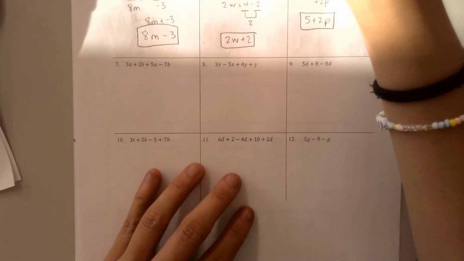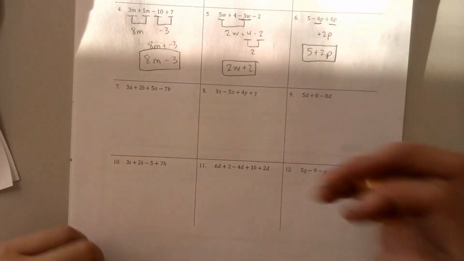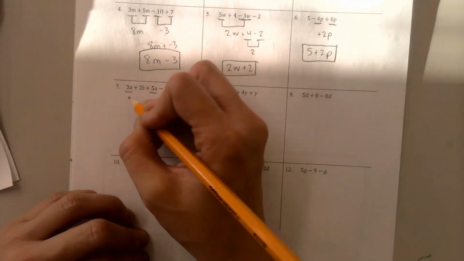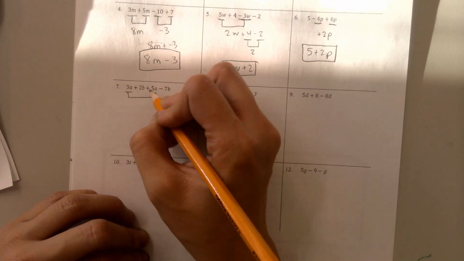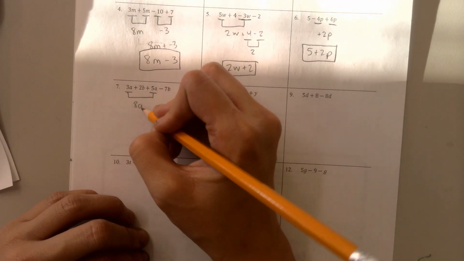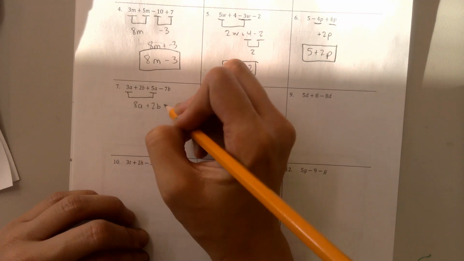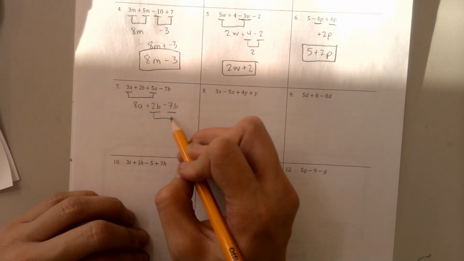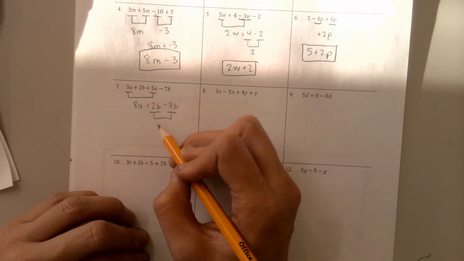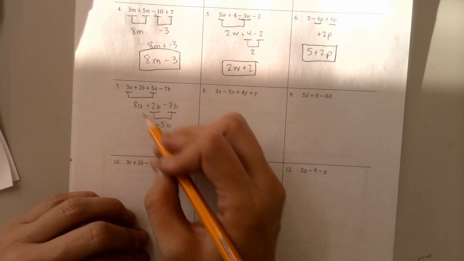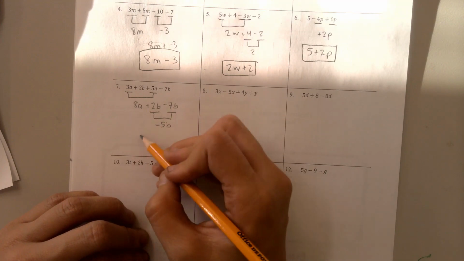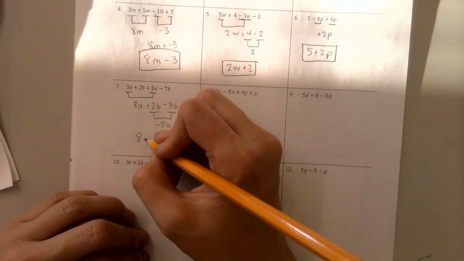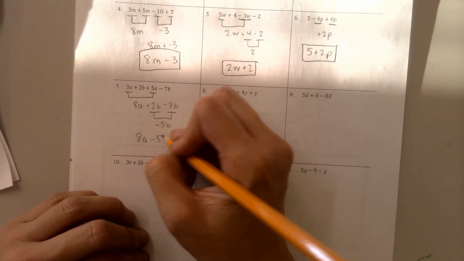Okay, let's look at 7. So we have our a's that we can combine together. So you have 3a plus 5a is 8a. And then we bring the 2b minus 7b. And then we have 2b minus 7b is going to be minus 5b. So now we need to combine these two. Or not combine them, but put them next to each other. 8a minus 5b.